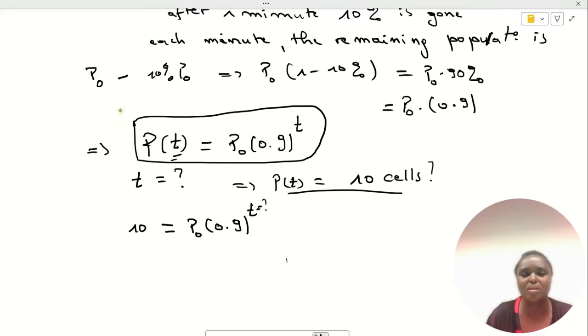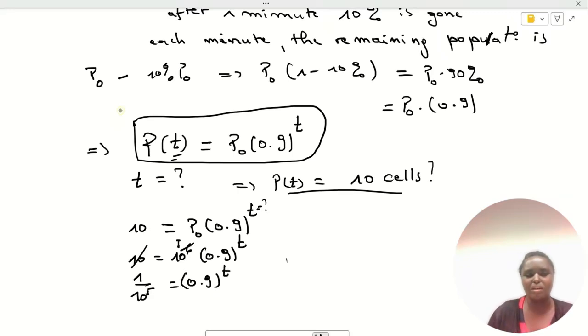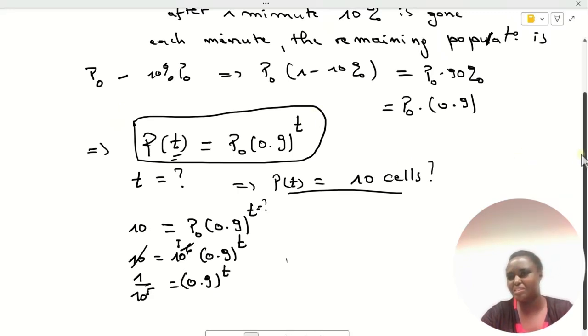This T is equal to what? So we have 10 equal to P0 times 0.9 power T. P0 is 1 million, which is 10 power 6. Then 10 and 10 power 6 simplify, and we have 10 power 5. Then we have 1 over 10 power 5 equal to 0.9 power T. And then how do we get T?